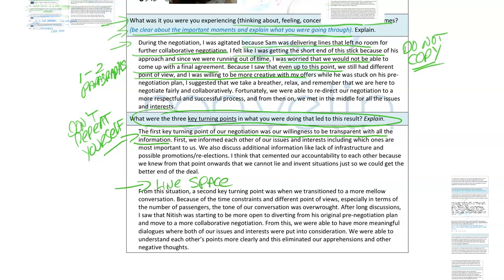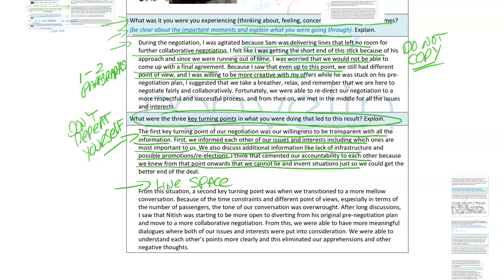Maybe he went into it feeling more agitated or afraid, and then they realized that his opponent was willing to be open. "First, we informed each other of our issues and interests, including which ones are important to us. We also discuss additional information, like lack of infrastructure and so on." And he says, "I think that cemented our accountability to each other because we knew that from that point onwards, we cannot lie and invent situations." So that's one turning point.